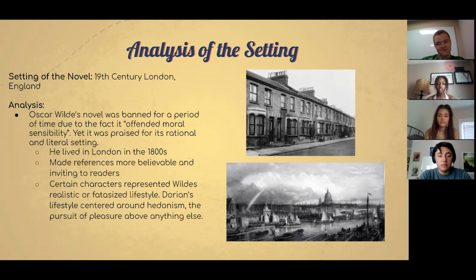In addition to that, some of the characters in the story represent Oscar Wilde in a realistic way, or a way that he fantasized about how he wished he could have lived or been more open about his emotions. And in addition to that, his lifestyle was centered around hedonism due to the fact that he pursued his own pleasures above anything else.